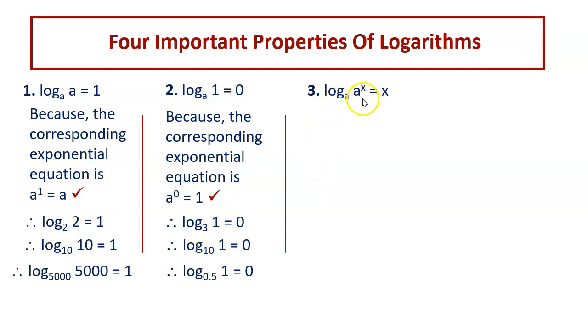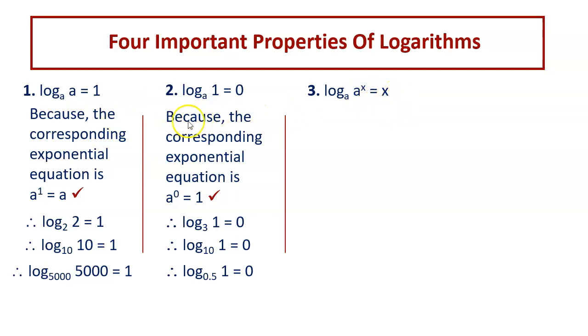Log of e raised to the power of x to the base e is equal to x. Why is it so? e, this subscript is the base, e to the power of x, this is the argument, and this x is the product or result, which will become the power of the exponential equation.